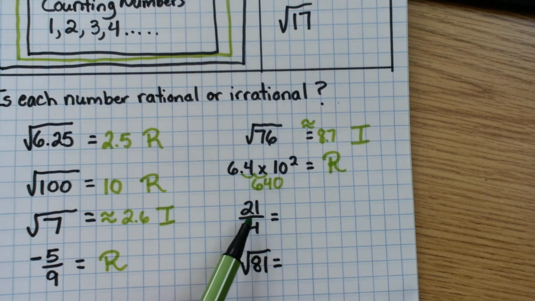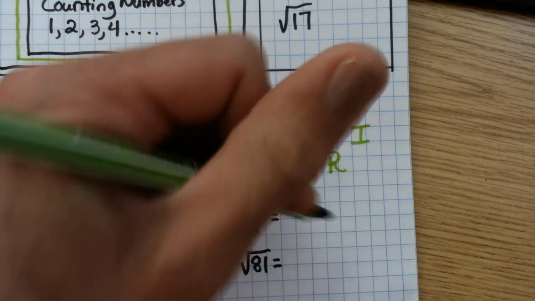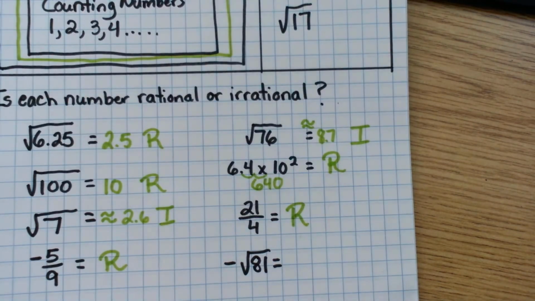Okay, next one, it's written as a fraction, so that one's easy right off the bat. Because it's written as a fraction, I know that it's rational.